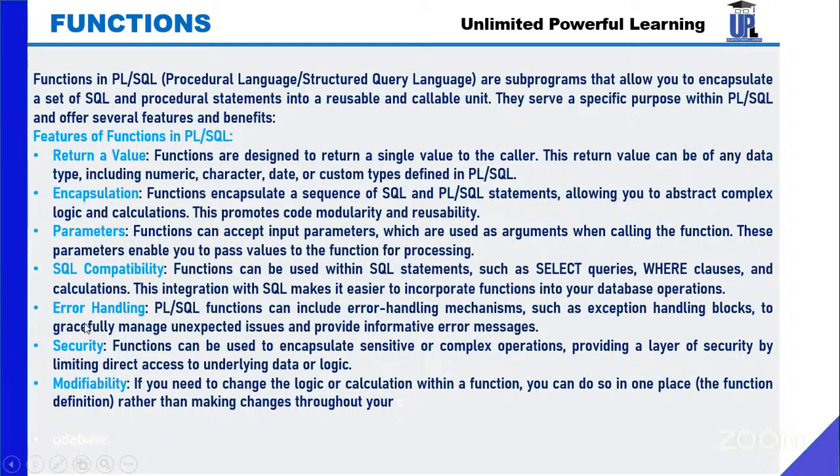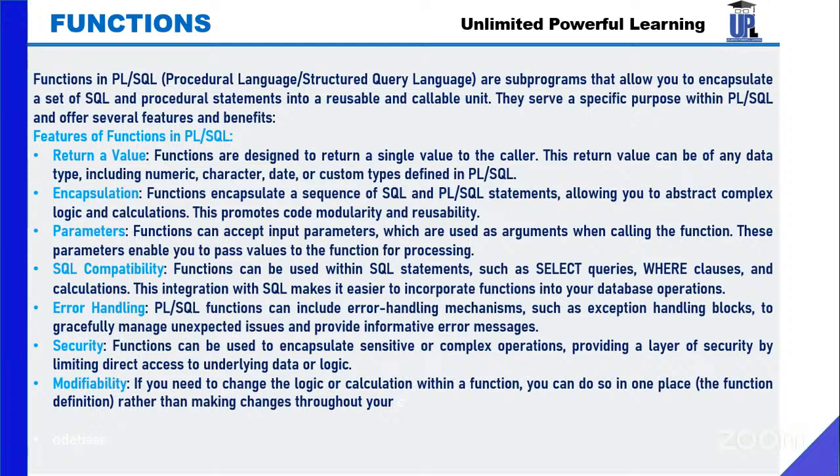Here also we have signal, which we use for error handling concepts. Security wise, a function can be used to encapsulate a sensitive or complex operation, but there is only limited security. For modifiability, if you need to change the logic or calculation, you can do it in one place within the function and it applies throughout. But most of the time, if you want to modify or update the database, we will not write functions. We use them only for computation purposes. Please remember.